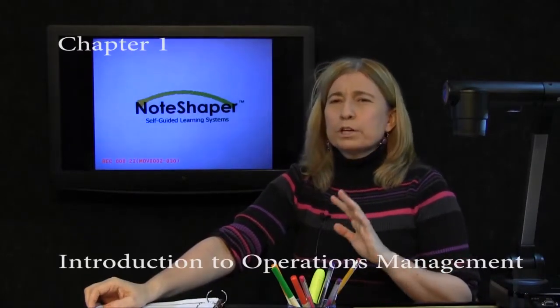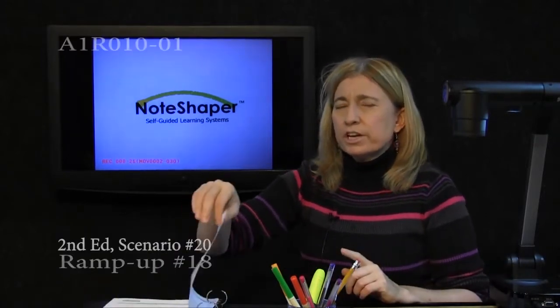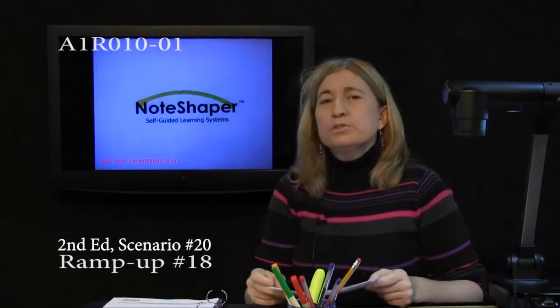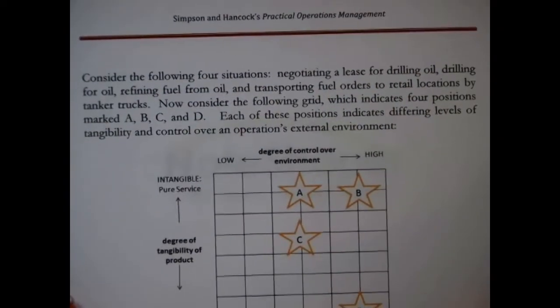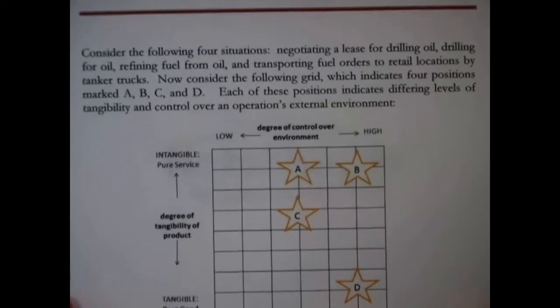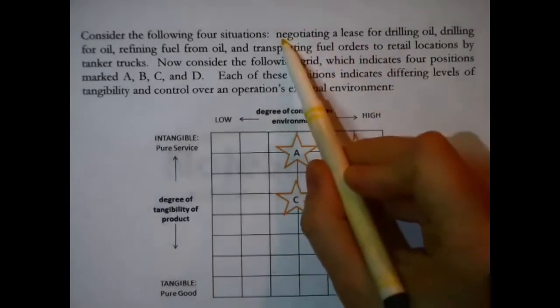Problems in which you have to classify things on a grid are typically invitations to practice two different categorization schemes simultaneously. This problem is a good example of that. You can kind of think of it as a puzzle. Consider the following four situations.